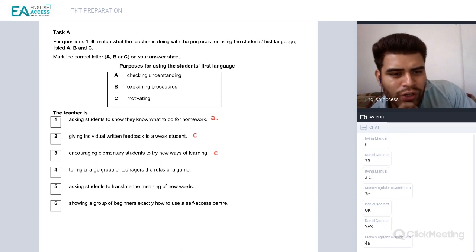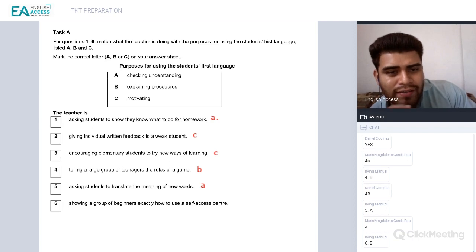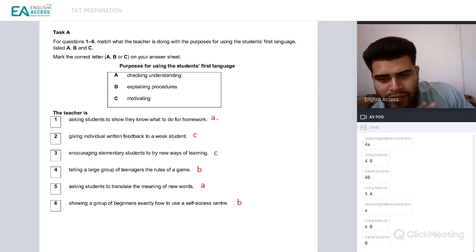Four, telling a large group of teenagers the rules of a game. Number four is B. Very good. And five, asking students to translate the meaning of new words. Five is checking understanding. Excellent. And six, showing a group of beginners exactly how to use a self-access center. Very good. When it's how to use something, it's the procedures. Okay?